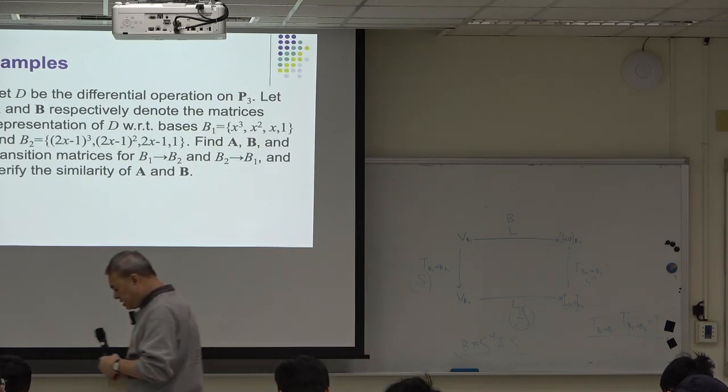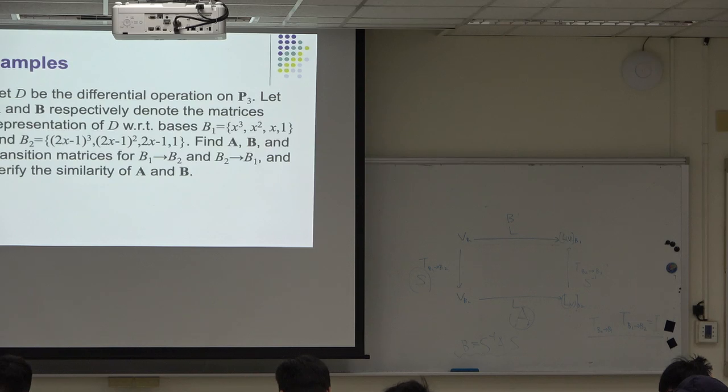Okay, so let D be a differential operation on P3. Let A and B respectively denote the matrices representation of D with respect to different bases. The first base is B1, x^3, x^2, x^1, 1, and B2 to be this thing. Find A, B, the transition matrix for B1 to B2 and B2 to B1, and verify the similarity of A and B.